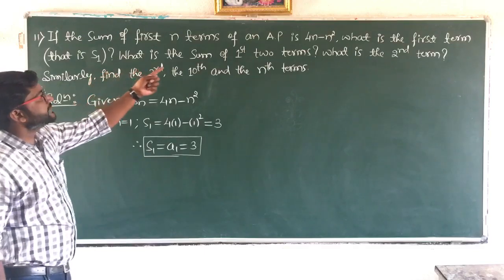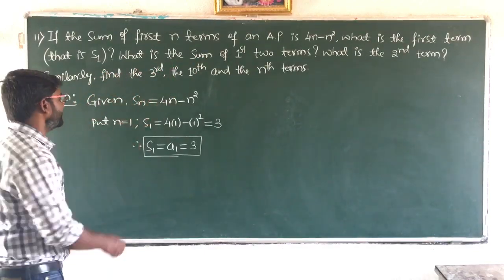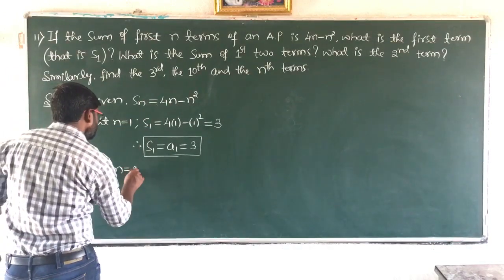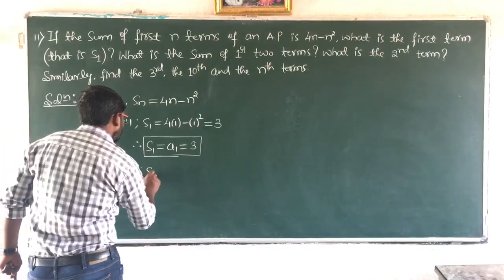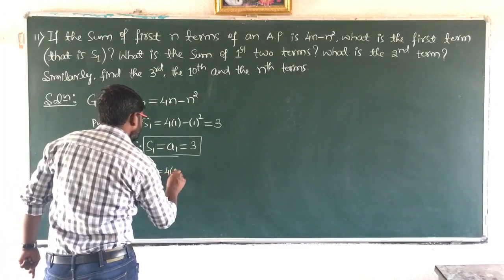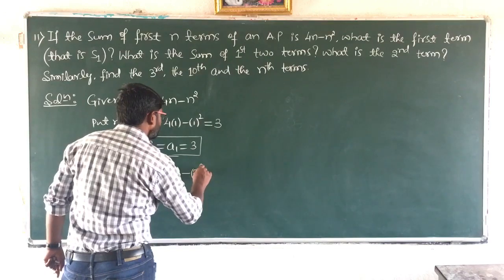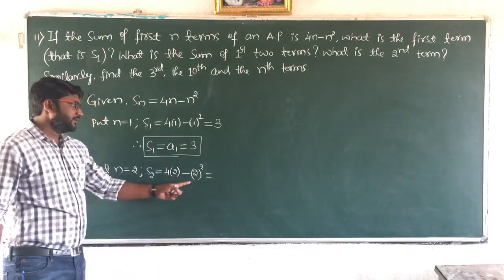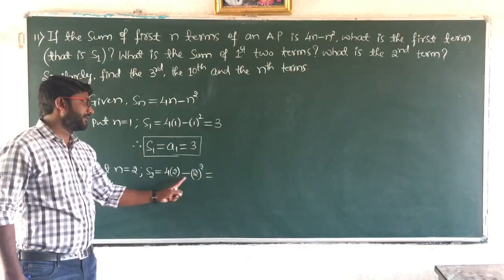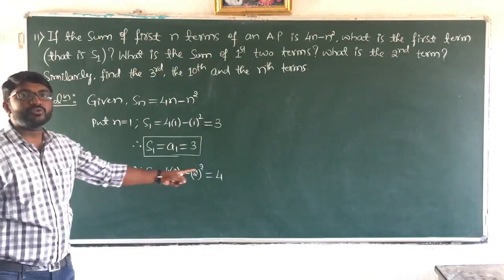Then what is the sum of first two terms? That means we have to find the value of S2. So put n equal to 2 here. So what do we get now? S2 which is equal to 4 into 2 minus 2 square, which is equal to, see here, 2 square will be 4 and here 4 into 2 it is 8 minus 4 it is 4. So this is the sum of first two terms.